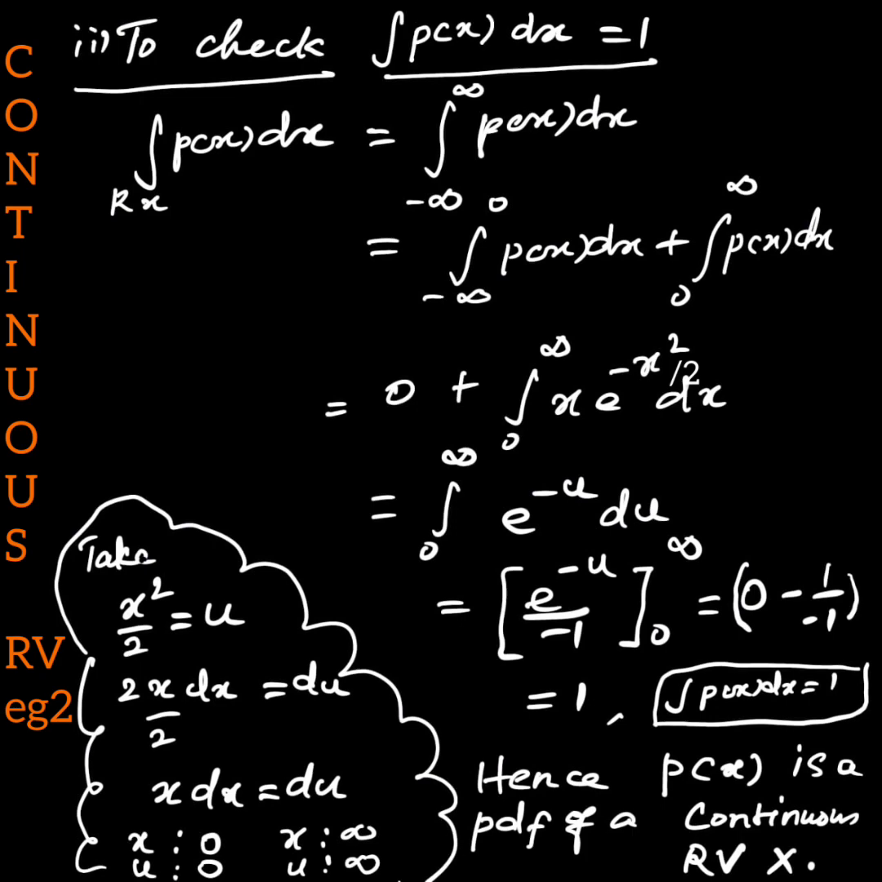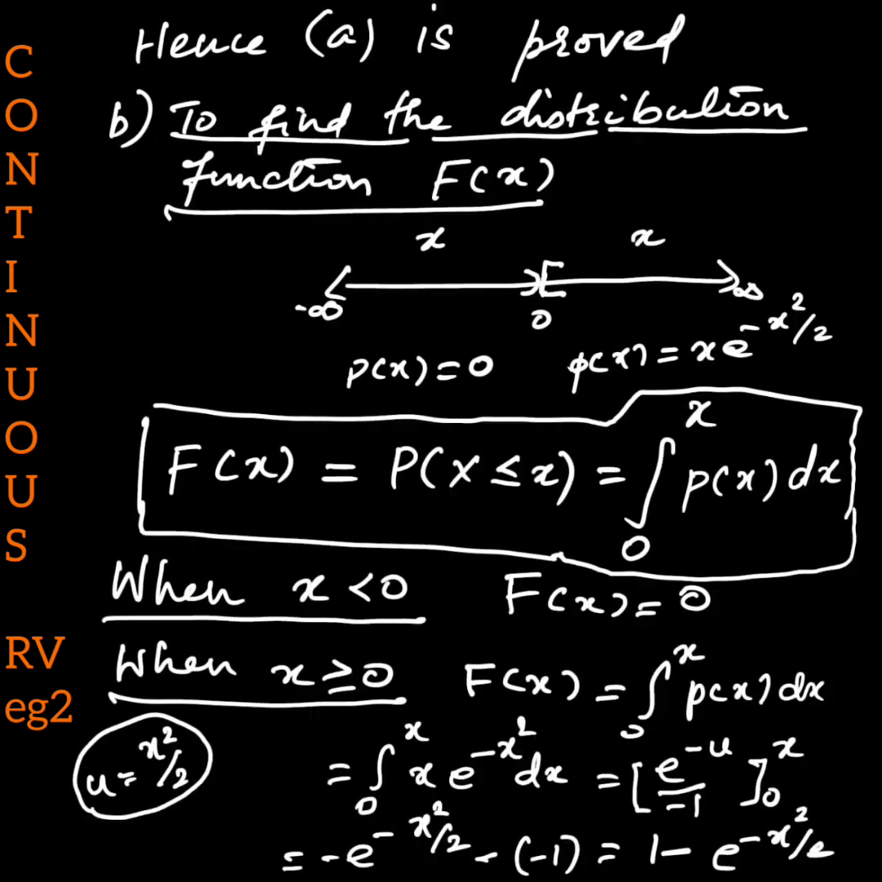Thus, we write the total integral in terms of u including limits. That is integral 0 to infinity e power minus u du. If we integrate it, we will get e power minus u divided by minus 1 from 0 to infinity. Entering the upper limit we get 0, and for the lower limit the value is 1, and the denominator has minus 1. So simplifying, we finally get the answer 1. So condition 2 is also satisfied. Thus we can conclude p of x is a PDF of a continuous random variable.